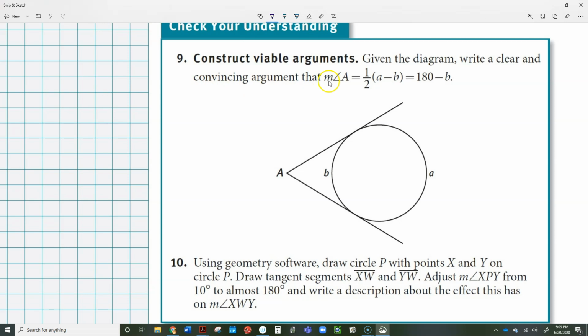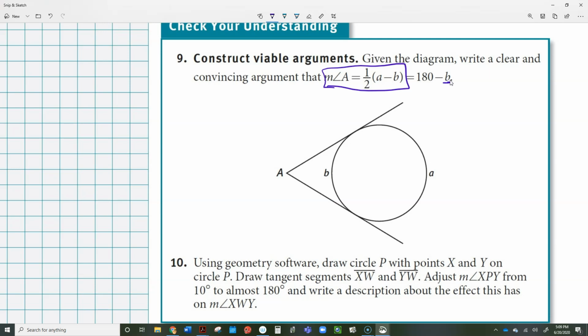Write a clear and convincing argument that the measure of angle A equals 1/2 (A minus B), which ends up being 180 minus B. Okay, so again, they want it in terms of B. In other words, we want an equation that doesn't have an A in it, because right now, this is what our formula says. Our formula says that the measure of the angle is equal to half the difference of the big arc minus the little arc. So since they don't want A in it, we've got to come up with what A is equal to.